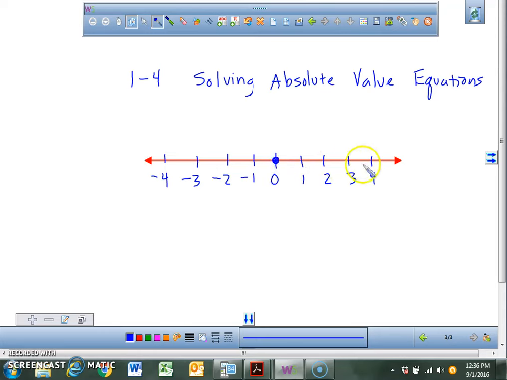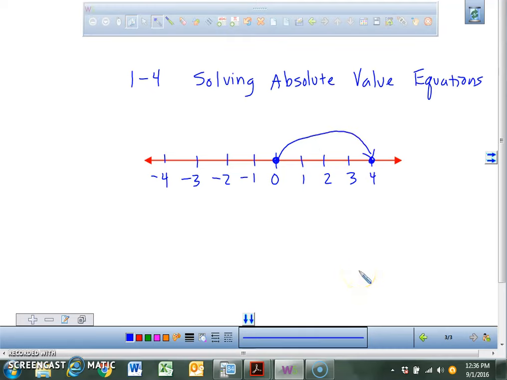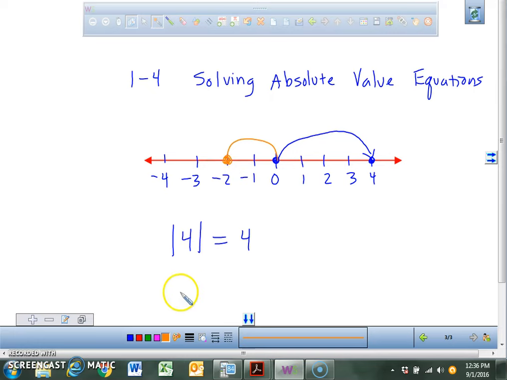So, we talked about this. If I'm at 0 and Garrett can go all the way over to here, how many units have I done? Thank you, Garrett. Alright, so the absolute value of 4 is 4. However, if I go from here over to the -2, what's the absolute value of -2? 2. Because it's always dealing with the positive distance from 0 to that number.